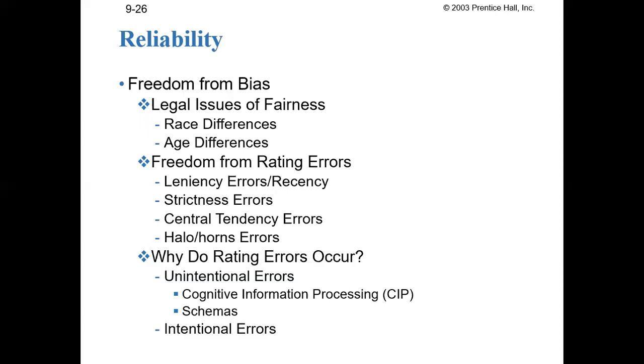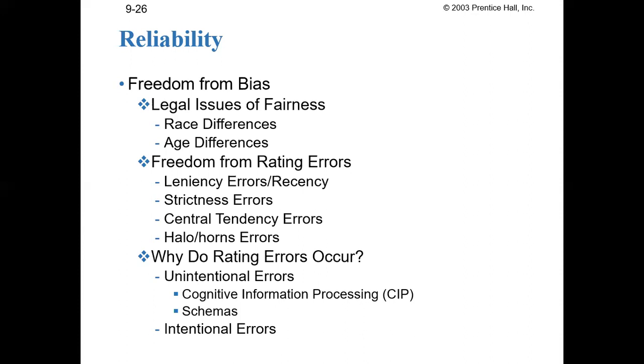There are errors that can happen in terms of rating, and some of them are leniency errors or strictness. Leniency occurs when a rater assigns high ratings to all employees. Okay, the person is just lenient. And the other way, strictness is the opposite. They assign low ratings to everyone. Then there's what? Strictness. It occurs when a manager gives low ratings to all employees.